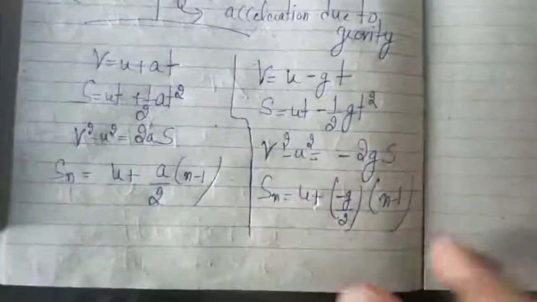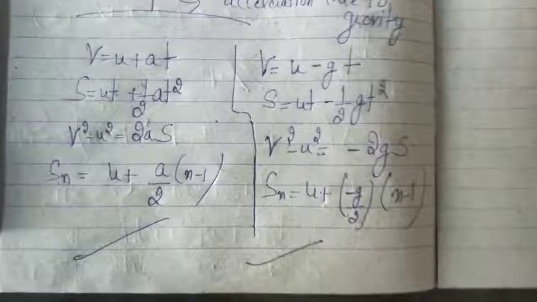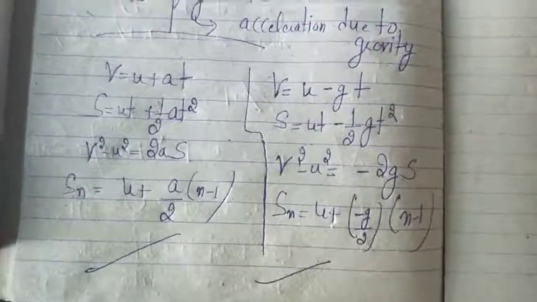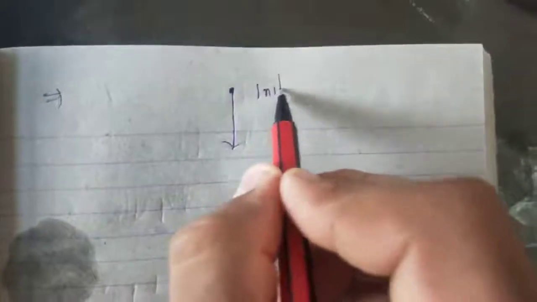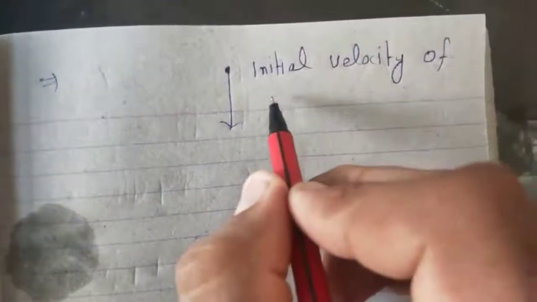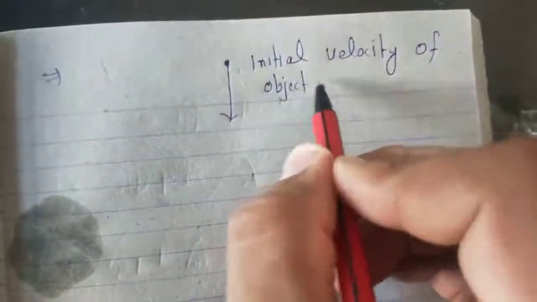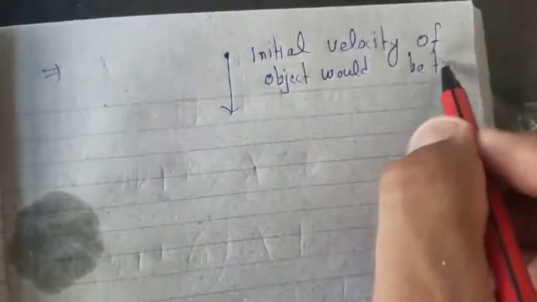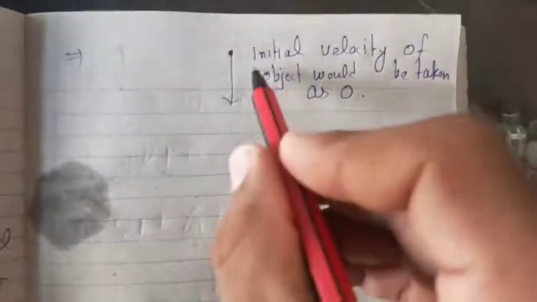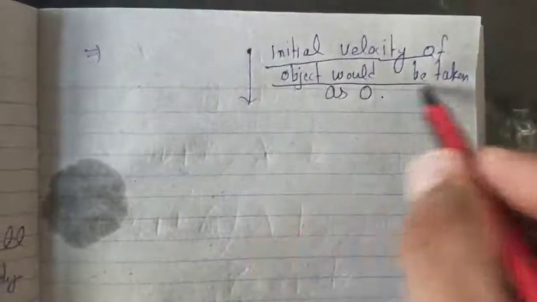So these equations of motion will get reduced in the numerical. If a numerical comes, you have to just introduce minus g in place of a. Note down this important point. Suppose the stone is thrown from a building. So the initial velocity of an object that is thrown from a height would be taken as 0. If a numerical says a person throws a stone from a building, that means he is holding the stone in his hand, and the initial velocity of that stone would be 0.